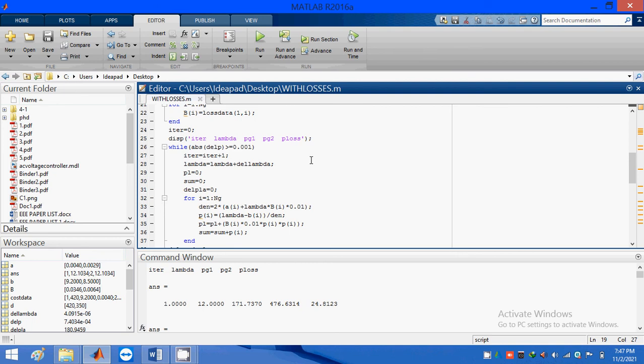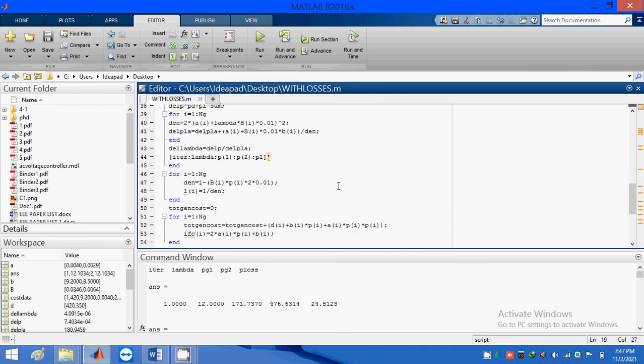Next, I need to mention the PL value, and the sum of DPLA value will be 0. I am doing this because, when we include transmission losses for the optimal solution, you already know the formula of the optimal solution.